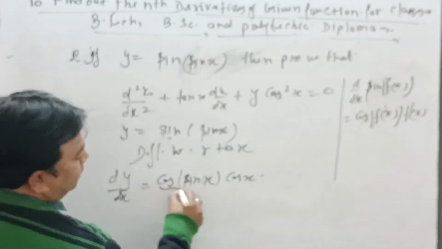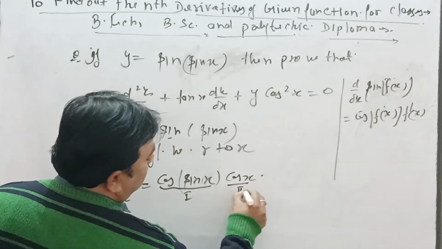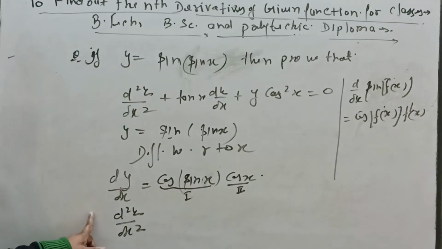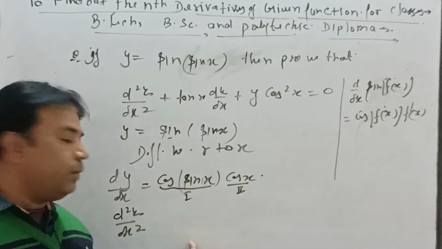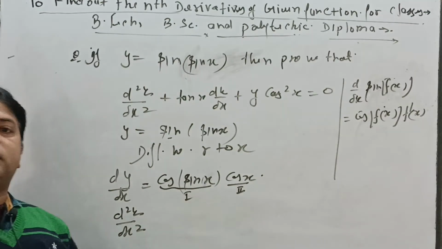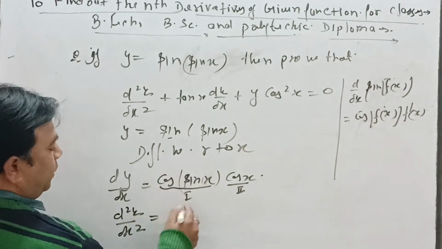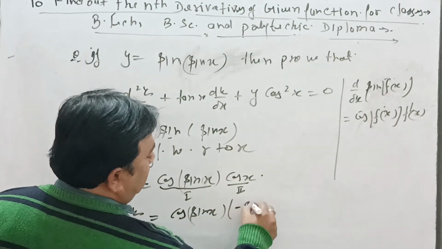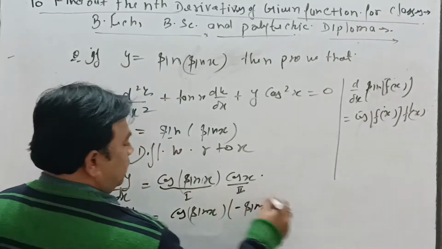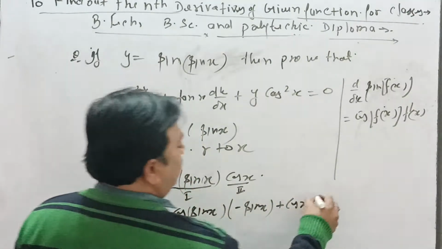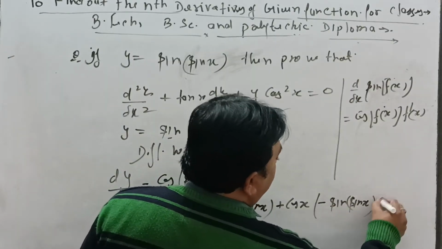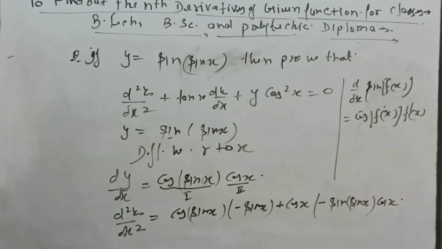Again differentiating this function, this is the first function and this is the second function. More than one time differentiation is also called the successive derivative, so d2y over dx2 represents the successive derivative. The first function is cos x, and the derivative of the second function is minus sine of x, plus cos x as the derivative of this, minus sine of x, and the value of sine x is written here.